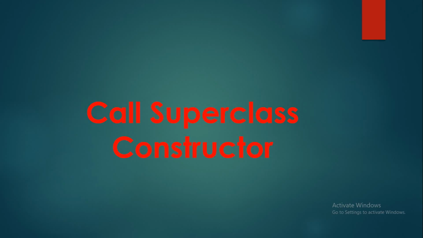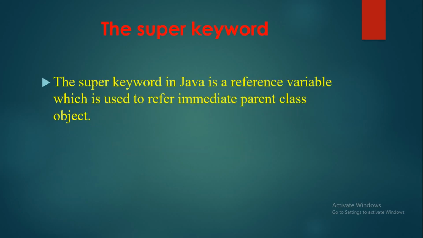We are discussing calling the superclass constructor. So first of all, what is the super keyword? The super keyword in Java is a reference variable which is used to refer to the immediate parent class object. With the help of the super keyword, we can call the parent class member or parent class object.